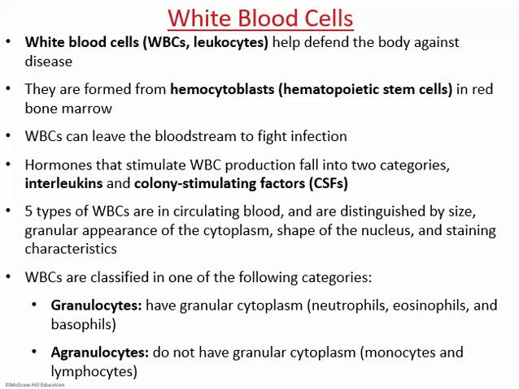Okay, continuing with blood. So, white blood cells, often called leukocytes. Leuko means white. So white cells. They are really cells that are used in defense of the body, in immunity. They come from the hemocytoblasts in the red bone marrow, just like the red blood cells do.